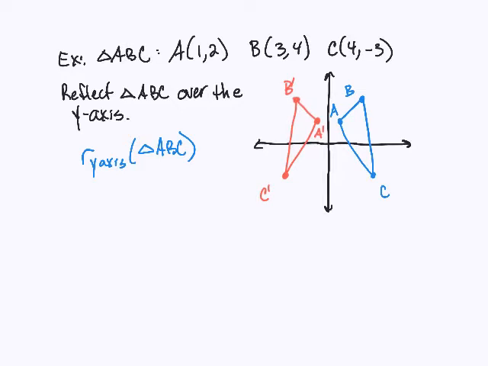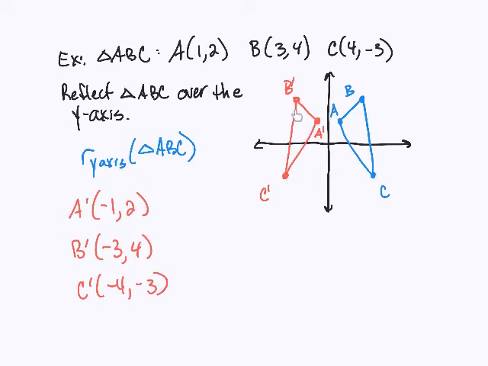If you didn't graph it, you can just use the rules, starting with the originals up here. If you have a problem like this, it's always a good idea to write down the new coordinates. So I'm going to say A prime. My rule is I'm negating the x values, so that's negative 1, 2. B prime would be negative 3, 4. And C prime would be negative 4, negative 3. And if you compare that to our graph, the coordinates match up.